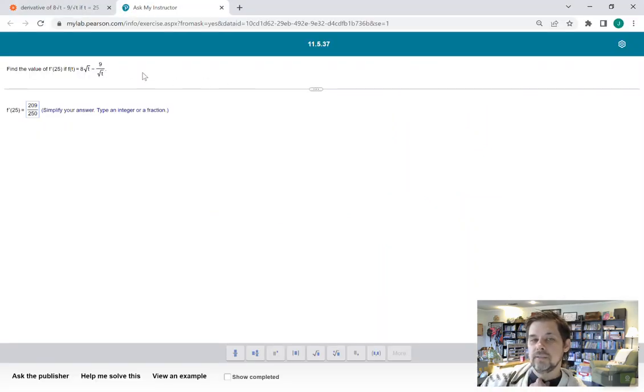Today somebody sent me this question from my math lab, and I always like it when that happens because it gives me a chance to see what people are struggling with, and in this case a chance to make a video about it. Okay, so it says to find the derivative of this function and then evaluate it when the variable is 25. I've got the answer right here, and I want to show you how I came to that conclusion.